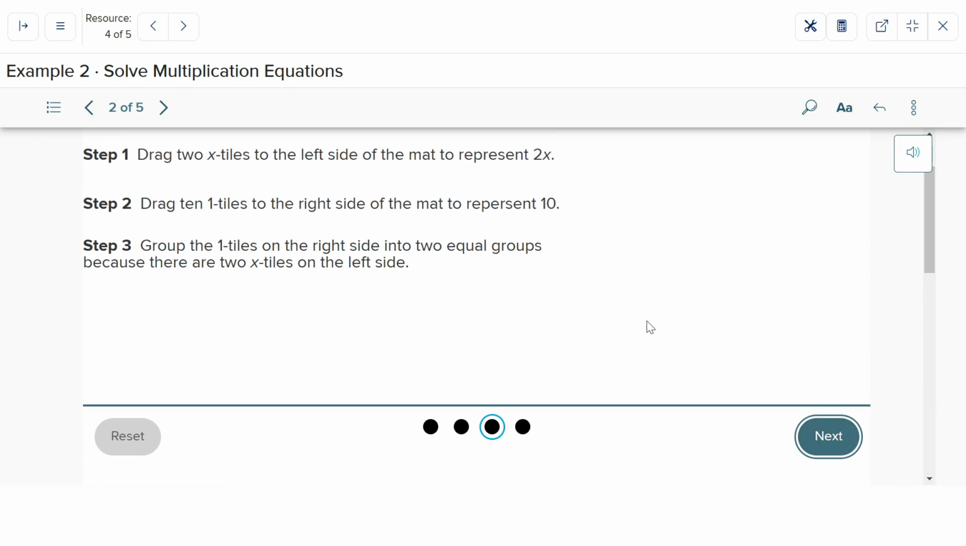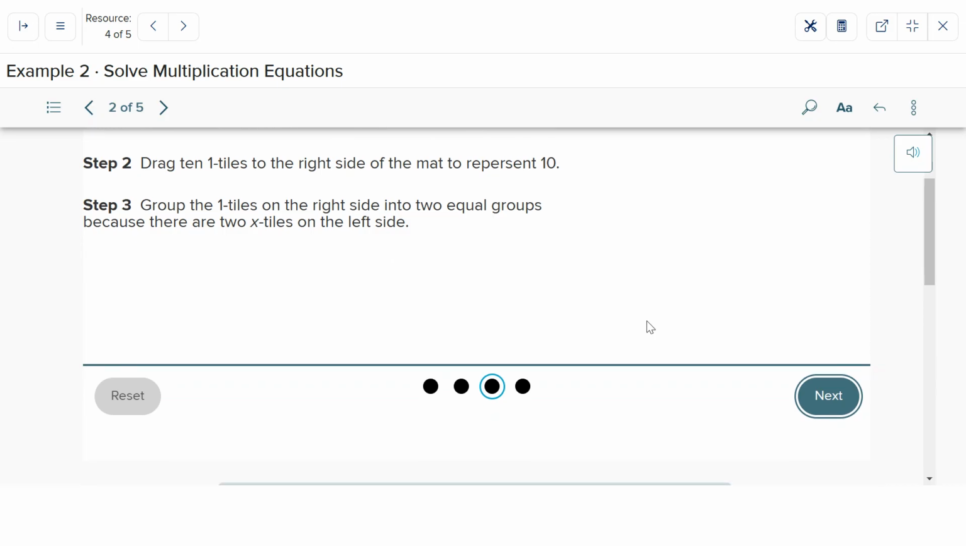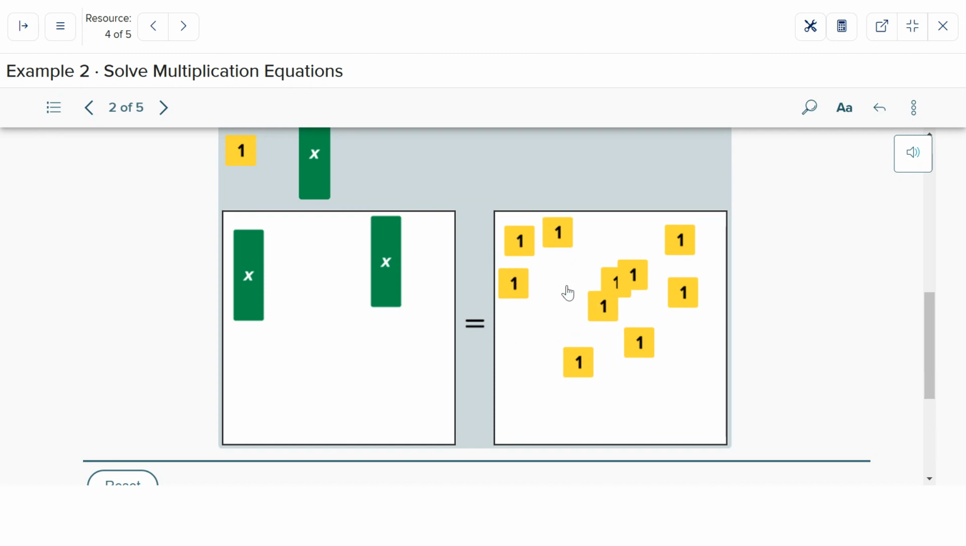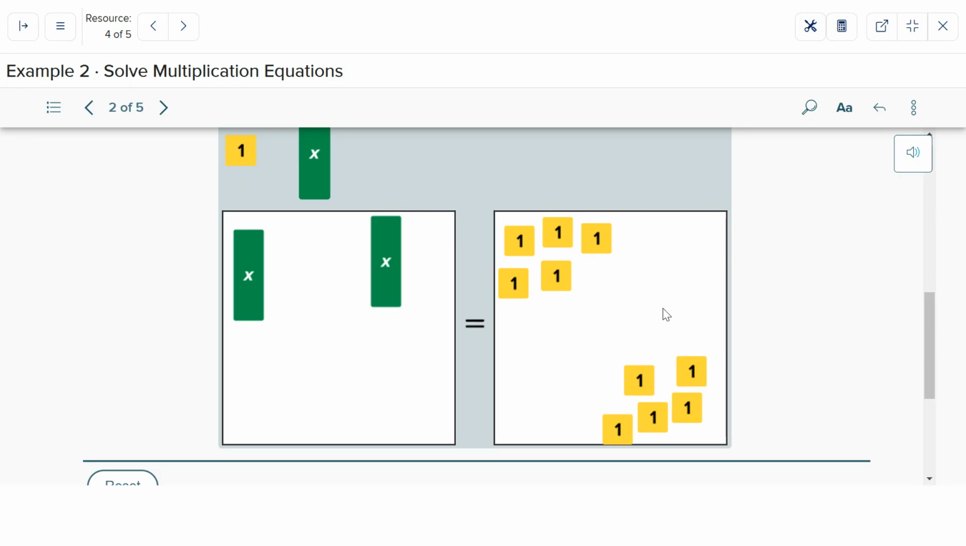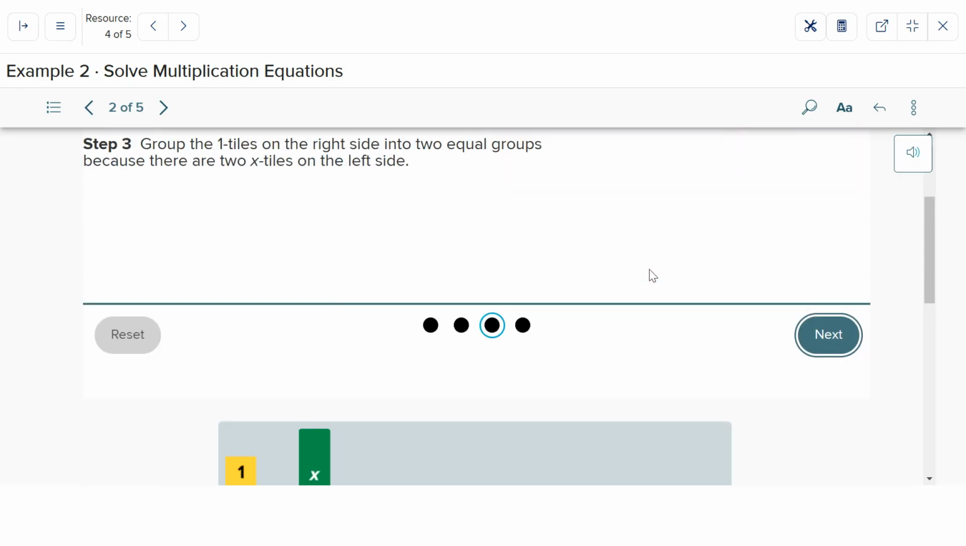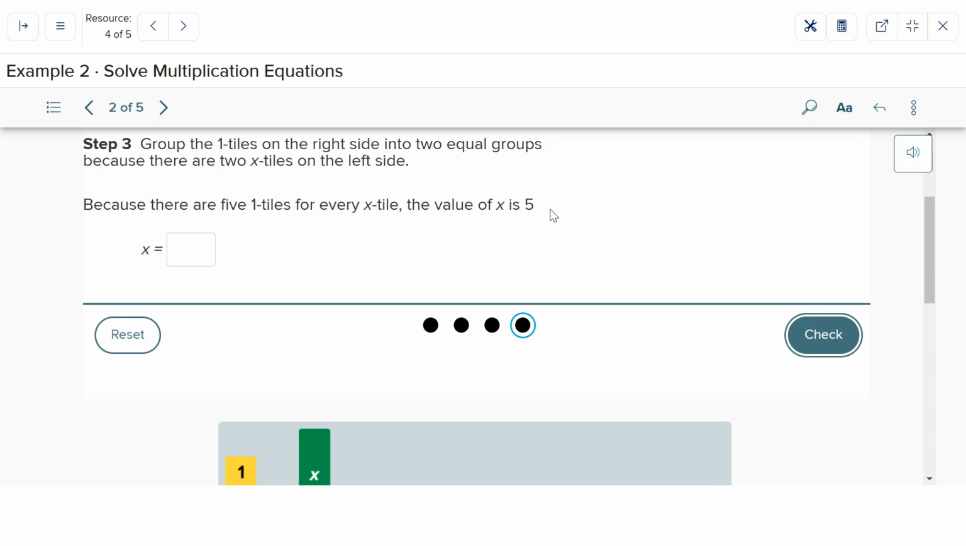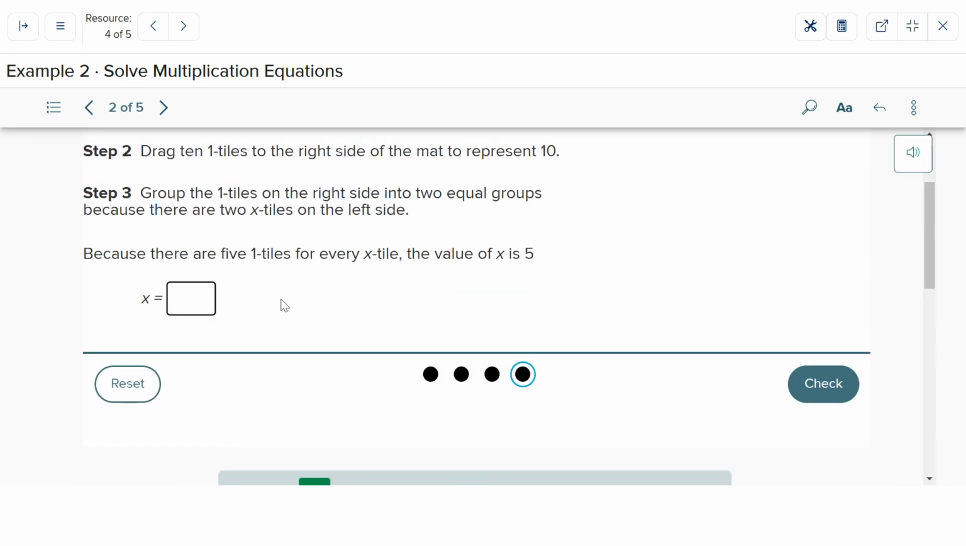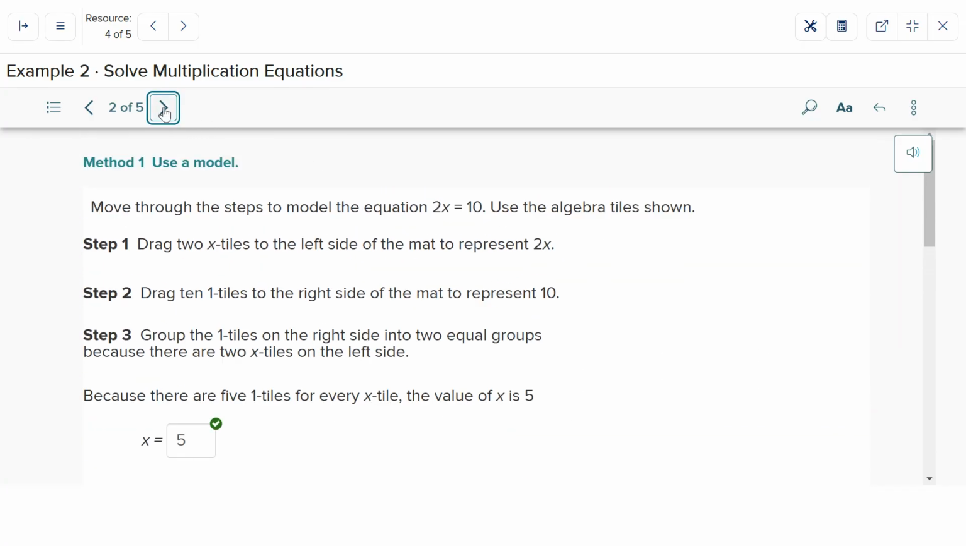Okay, so we've set it up, and then we can group the tiles on the right side into two equal groups because there are two x tiles on the left side. So we can have 1 over x over here, 1 over x over here, and if we put these into two groups, they're going to be two equal groups of 5 each, okay? I know your book probably is showing this a little different, but you get the idea. Then for every x that we have, 1x, there are 5 tiles of 1s, which means that x equals 5. So you do it like that.